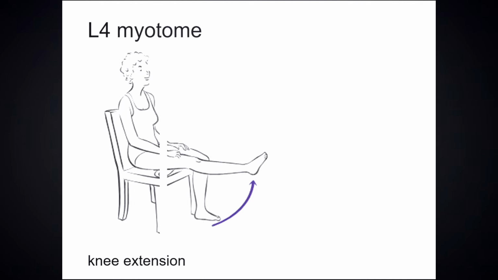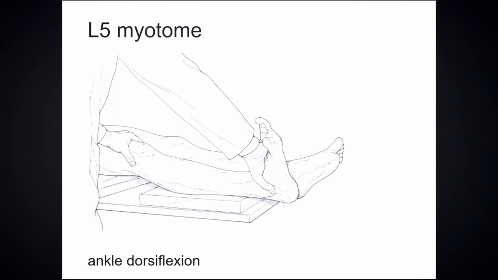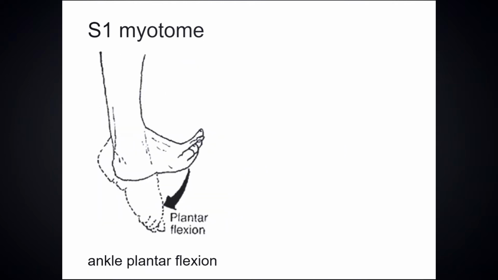L4 innervates the quadriceps femoris, which produces knee extension. And L4 is easy to remember: 4 quad, knee extension. L5 innervates the anterior tibialis muscle and allows one to dorsiflex the ankle. S1 innervates the gastrocnemius and produces plantar flexion.